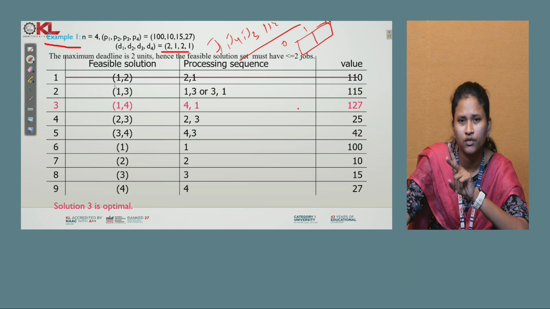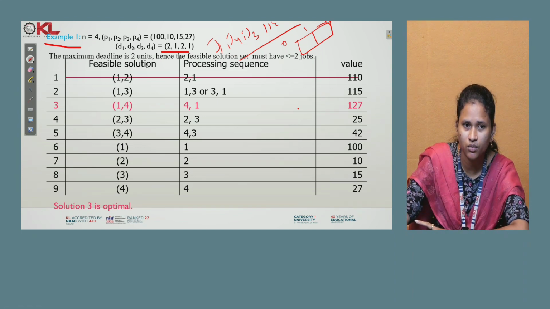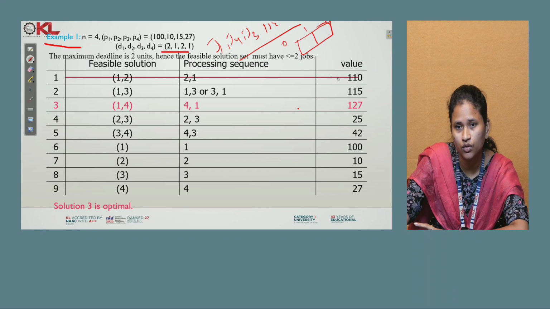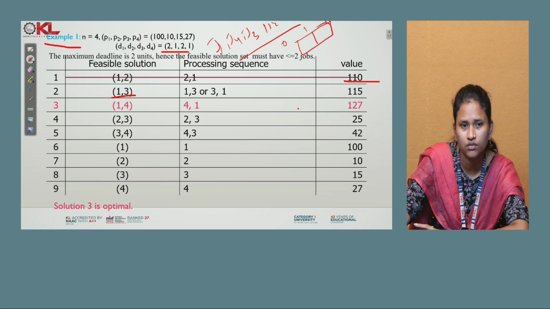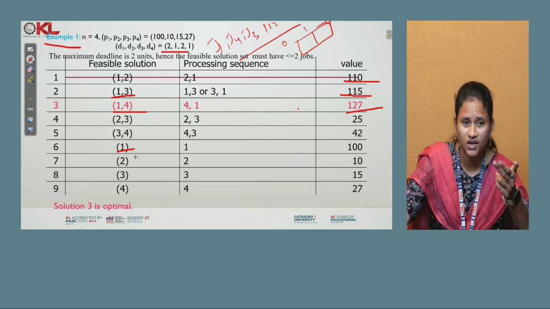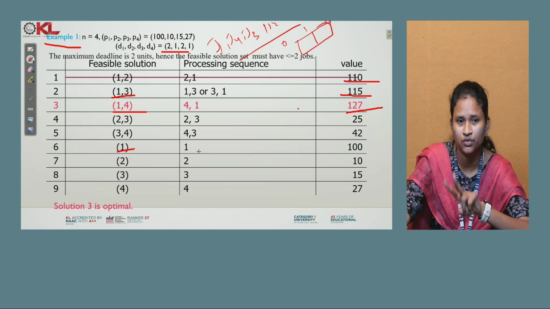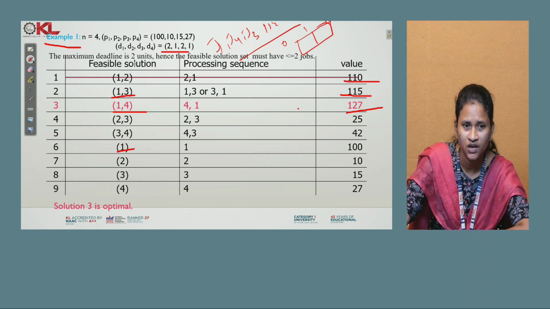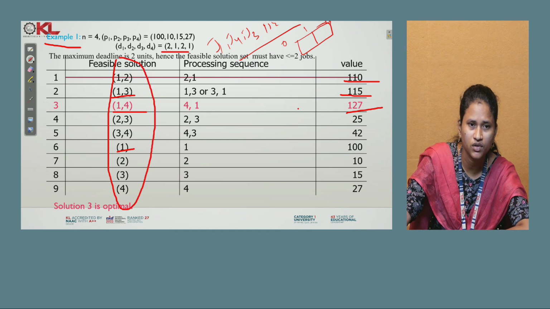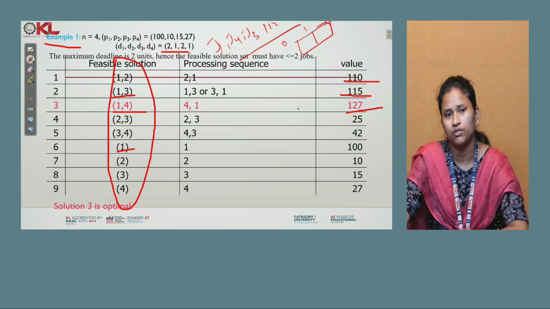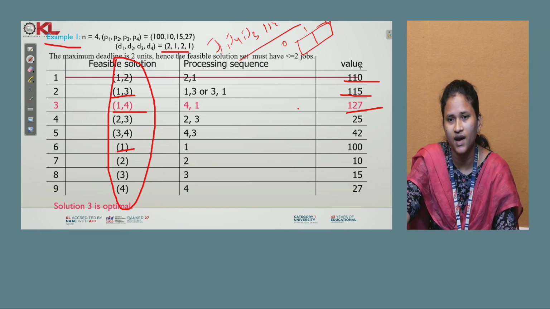First we will work with 2 jobs. If I take job 1 and job 2, the processing sequence is 1, 2, and the profit value is 110. If I choose 2 jobs, 1 and 3, the profit value is 115. If I choose 1 and 4, it is 127. Like that, we have to check all possibilities with 2 jobs and with 1 job. The maximum Gantt chart size is 2, so we can place either 2 jobs or 1 job. These are the values we have got for all the possible solutions satisfying the given constraint.